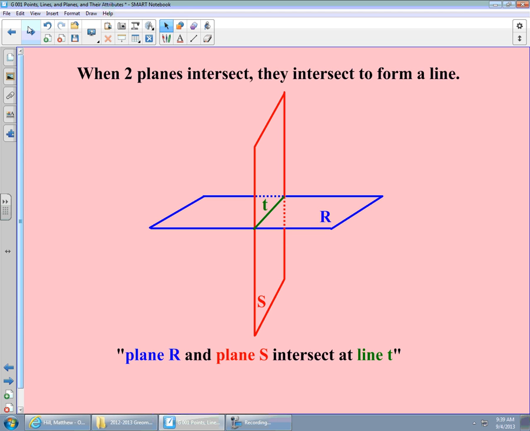Plane R is never going to stop. Plane S is never going to stop. Thus, the intersection is never going to stop either. So it is a line, not a line segment, even though it does look like a line segment in the diagram. And the way you'd pronounce that is plane R and plane S intersect at line T.